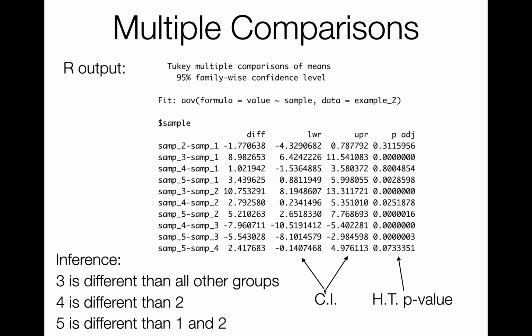So ANOVA told us that there is a difference, at least somewhere. And then the multiple comparisons procedure tells us where those differences are. Okay, and so that's where I'm going to stop for now.